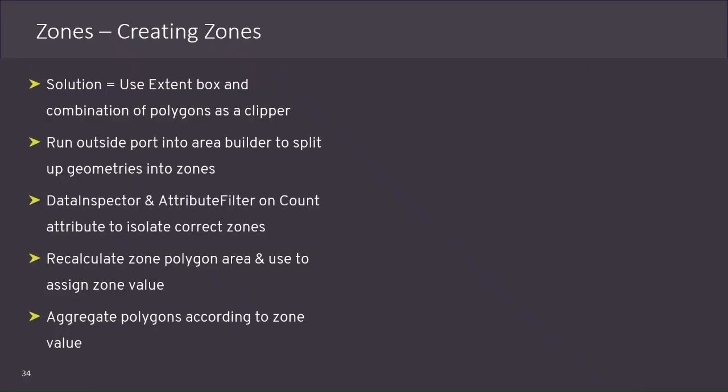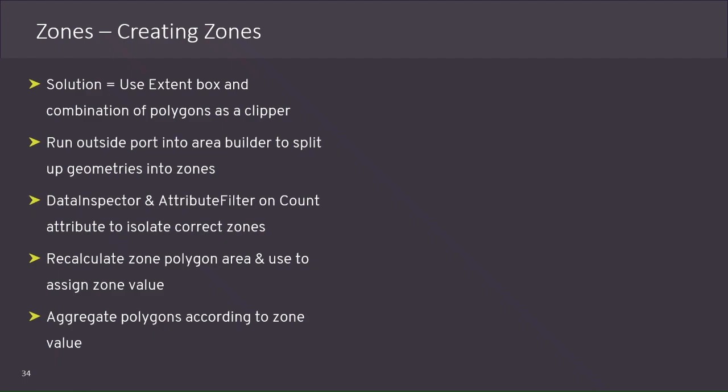The solution we can have to get around this hollow geometry roadblock is to use the extent box that was read as the geometry, and then a combination of the other polygons in a clipper to then get the outside port. And then from the outside port, we manipulate that and build our own geometries that split it up. And then we can use a count attribute on an attribute filter to isolate the correct zones that we want, like we've been doing previously.